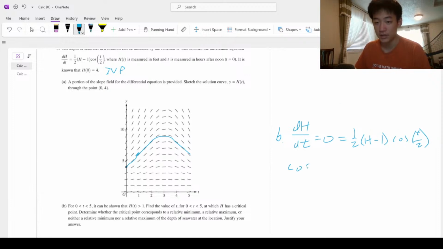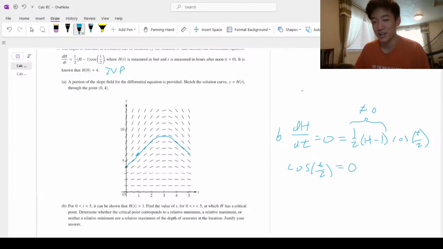Basically, this means that cosine of t over 2, this part here, is not equal to 0. So when does cosine of t over 2 equal 0? Well, first of all, you can just look at this graph. When does it look like it has a relative maximum? It looks like 3. What other number is equal to 3? Pi. Is pi from 0 to 5? Yes, it is. So it looks like it's somewhere over here at pi.